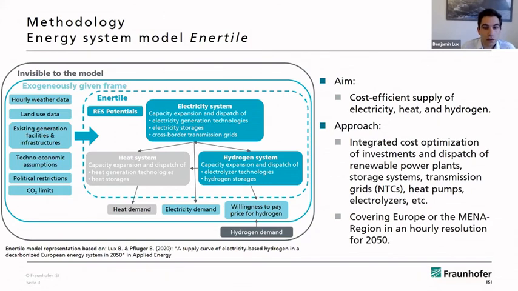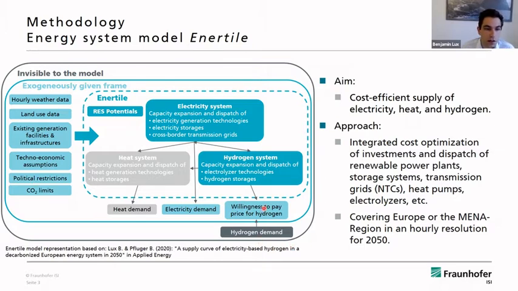To answer this question, we used an energy system model, which is called Enertile. The model aims at supplying electricity, heat, and hydrogen as cost efficiently as possible. To achieve this cost efficiency, we are using a cost optimization, which takes into account the investment and dispatch of relevant infrastructures. As this is on the supply side of the energy system model, we are taking into account renewable power plants, storage systems, transmission grids, for the heat supply, heat pumps, and for the hydrogen supply, electrolyzers.